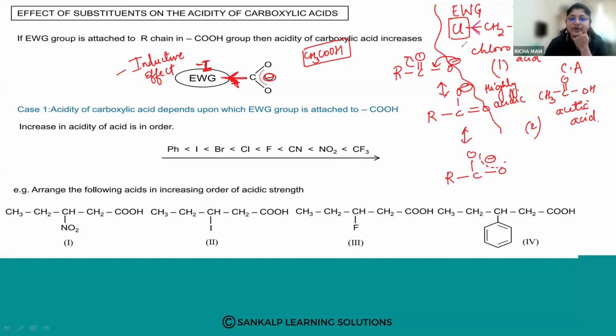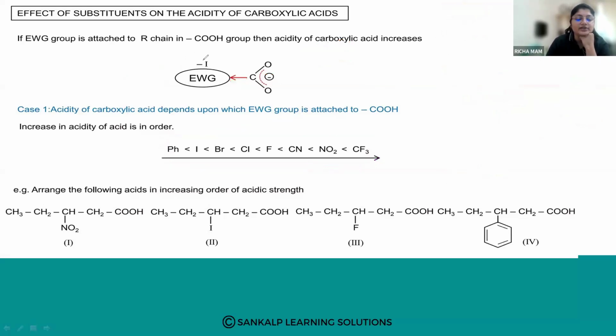So whenever electron withdrawing groups are present, please write down some of these electron withdrawing groups. Whenever such groups are attached to a carboxylic group, they will increase the acidic nature, the acidity of the carboxylic acid. So the greater the electron withdrawing strength, the stronger will be the acid. So the first point you need to remember is what?